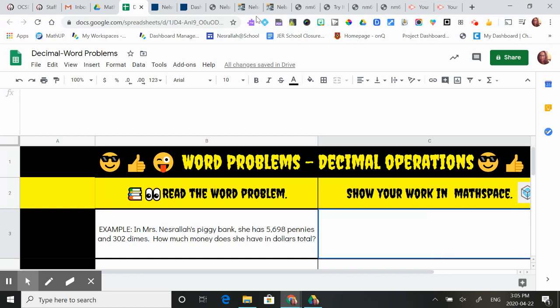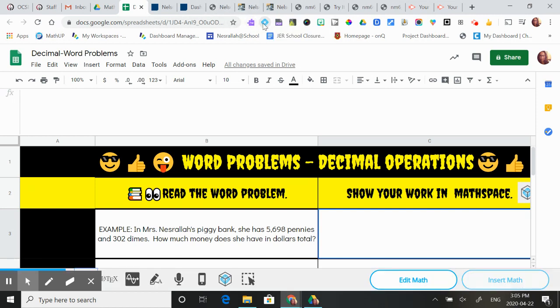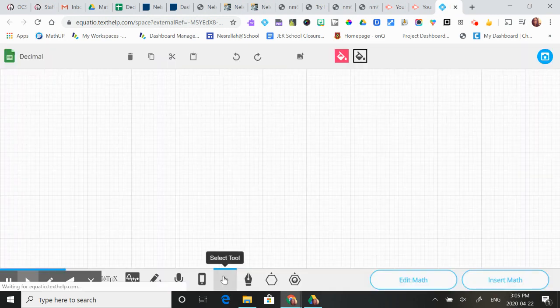So you're going to have to turn on Equatio. We've used it in the past, but it's up here with your Google extensions. It should be right beside Google Read and Write. So it'll open down here. Then this one here is called MathSpace. It's going to take you to a different kind of tab.